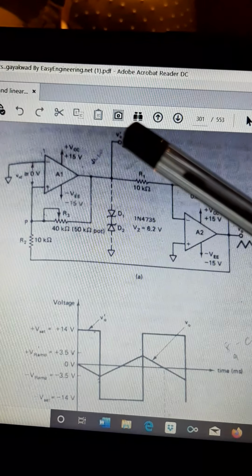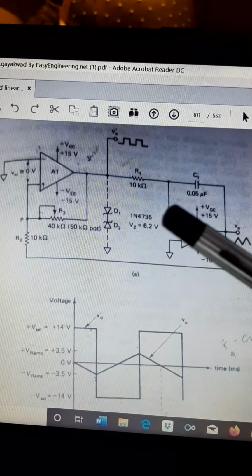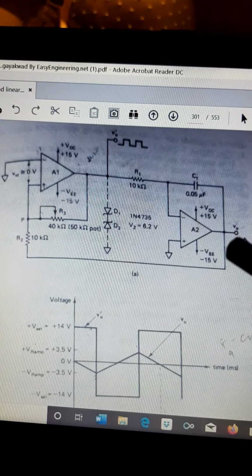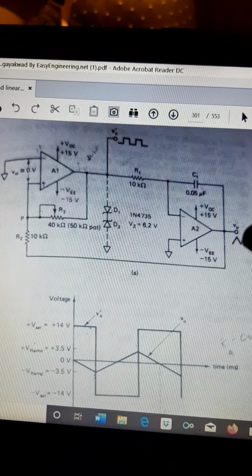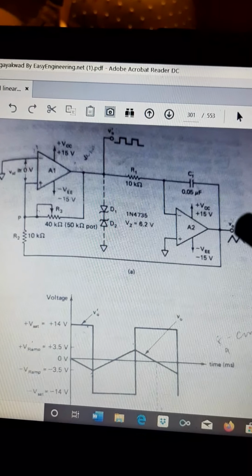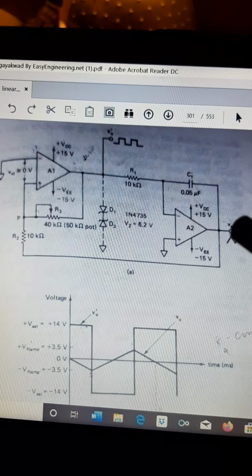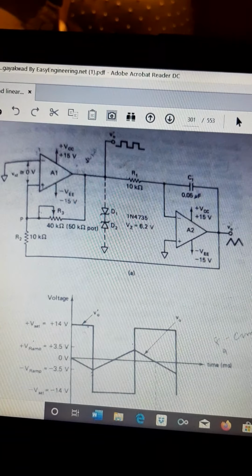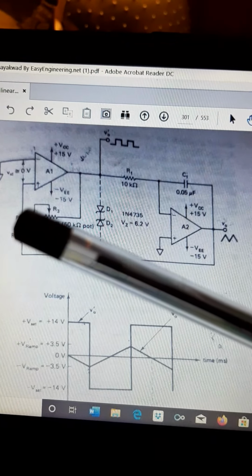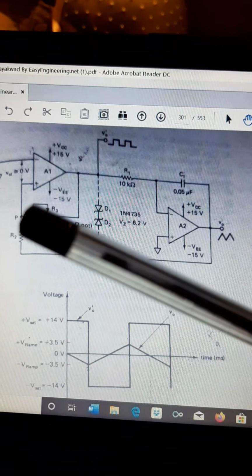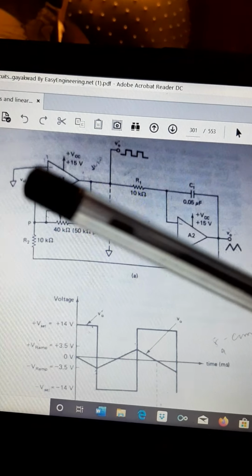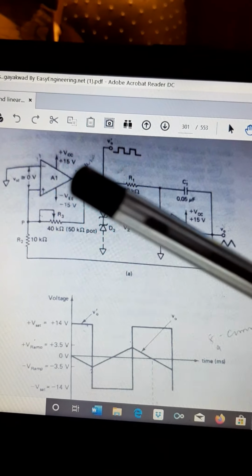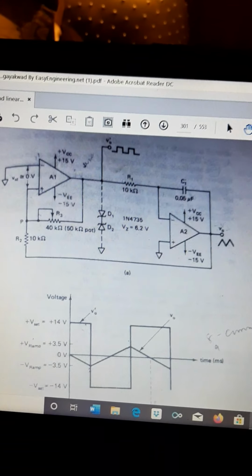When this output of the comparator is minus Vsat, that is applied to the integrator. So the output of the integrator goes from minus Vramp to plus Vramp. When it reaches plus Vramp, the potential at P is slightly greater than 0 voltage, so the output becomes plus Vsat again. This is the working.